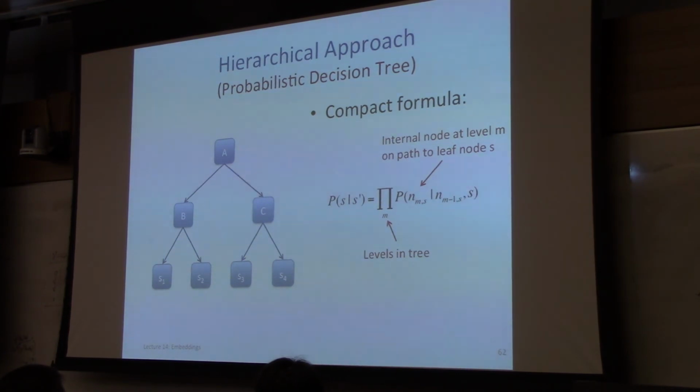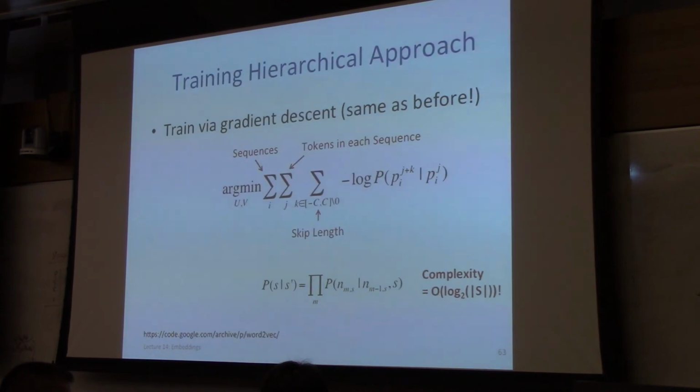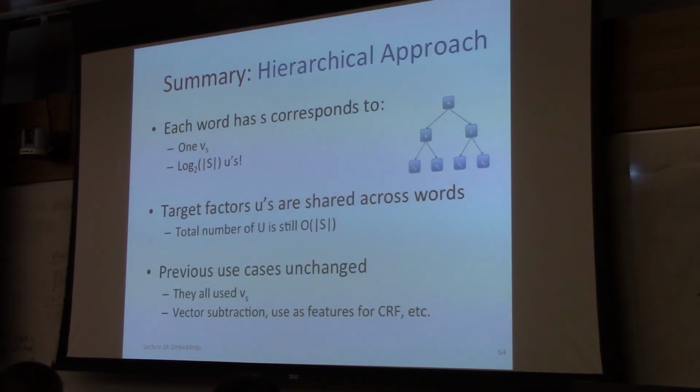The compact formula is the product over the levels, since there are many levels in the tree, not just 2. If n denotes the internal node at level m on the path from the root to leaf node s, it just looks like this form. And the objective looks exactly as before, except that we have a different formulation of the probability functions. It looks like this, and this has complexity logarithmic in the size of the ground set as opposed to linear. So now every word s corresponds to one exit vector, and a logarithmic number of entry vectors, because each one of these is associated with it.